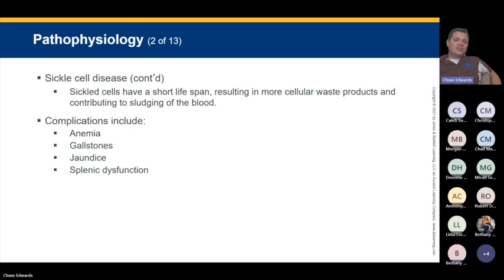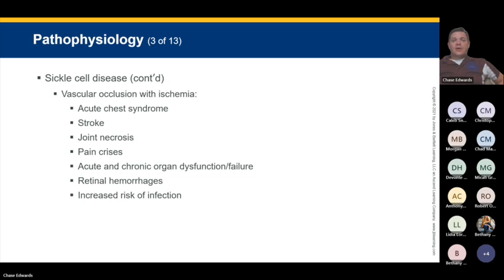So some complications associated with sickle cell disease are listed right here. You have anemia, you have gallstones, you got jaundice, which is the yellow coloration, right? Which is going to be an issue with spleen disorder, things like that. You also have splenic dysfunction. All right, continuing on, you'll also have this vascular occlusion with ischemia. Ischemia means damage, right, or injury.